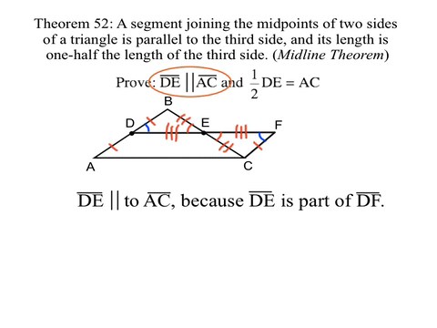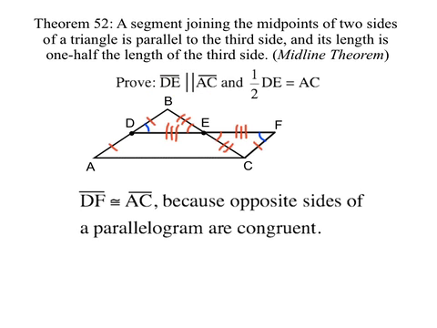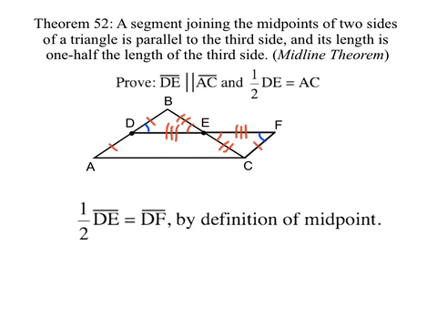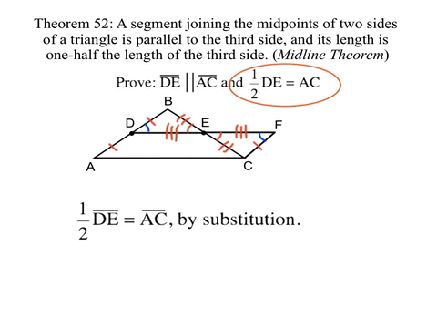And we have one last thing to prove, that the segment DE is half of the segment AC. And that doesn't take long. DF and AC are congruent because they're opposite sides of a parallelogram. And since E is the midpoint, we know that DE is half of DF. And then by substitution, we can replace DF with AC, and we've proven what we needed to prove, that that segment that connects the midpoints, DE, is half of the third side of the triangle, AC, and it's parallel to that side.